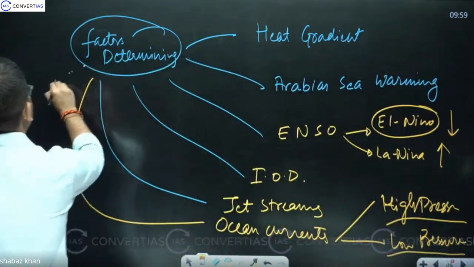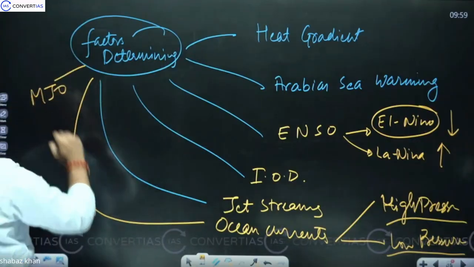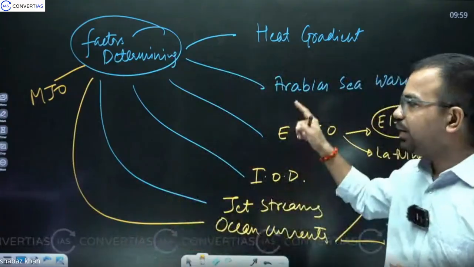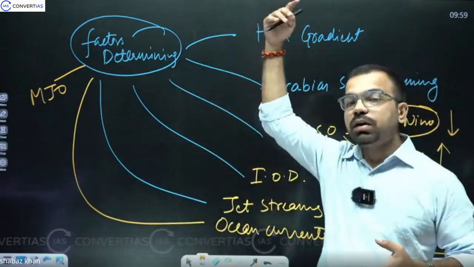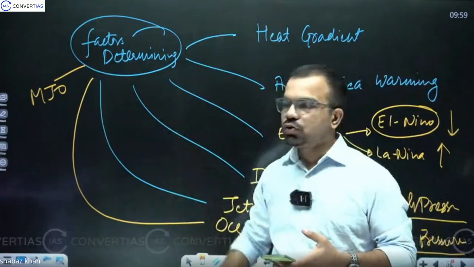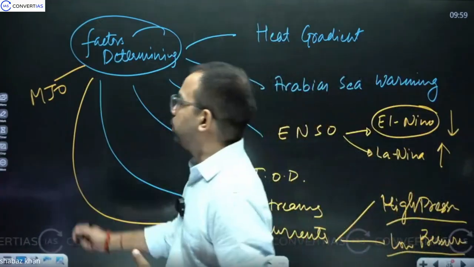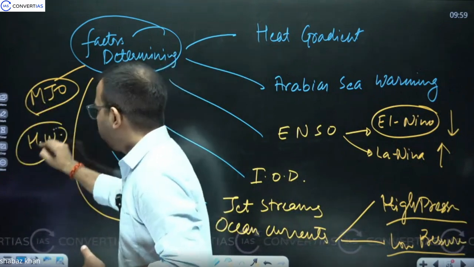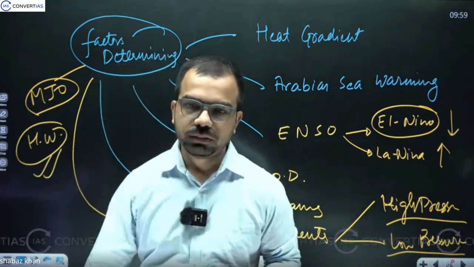Superb. One such phenomenon is the Madden-Julian oscillation. These are phenomena of geography that determine the rainfall in different parts of the world, and the Madden-Julian oscillation is one such phenomenon. This is the homework for you. You are going to read about the Madden-Julian oscillation. Okay? This is the homework.